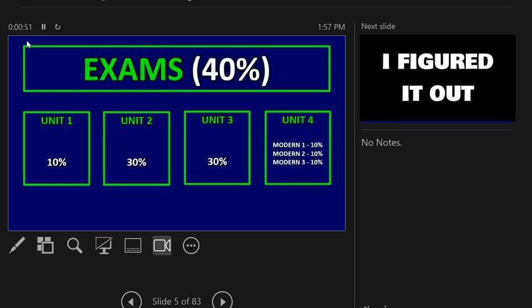So the exams, there are 4 units. The first unit, I dropped the weight of the exam to 10% because everybody's still getting used to the class. And then Units 2 and 3, those are 30%. And Unit 4 is also 30%, but it's such a big unit, I divided that up into 3 mini tests.